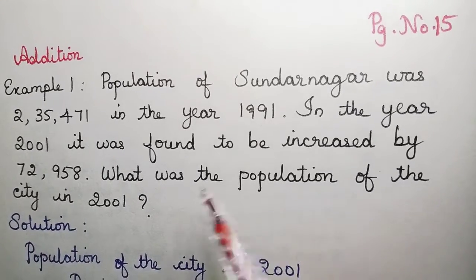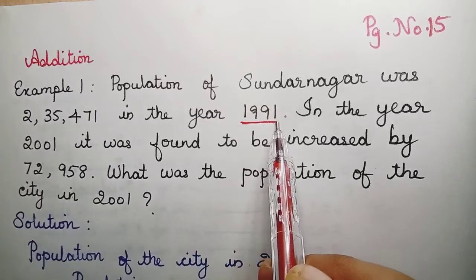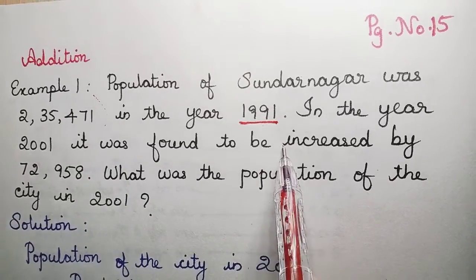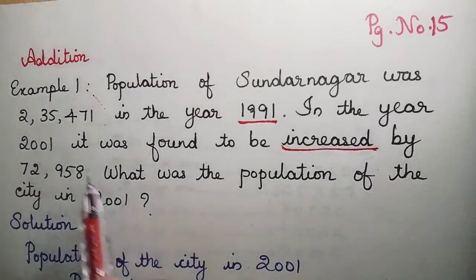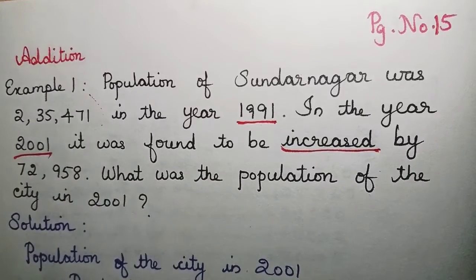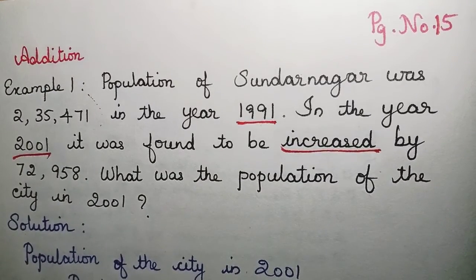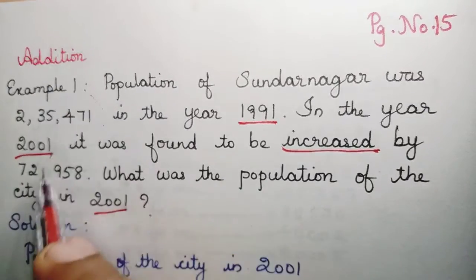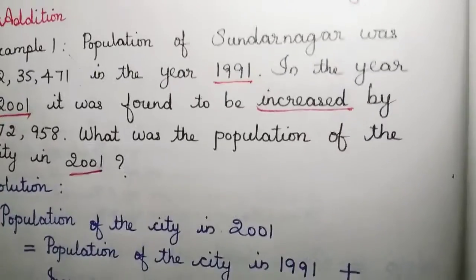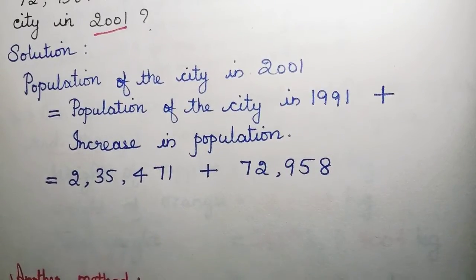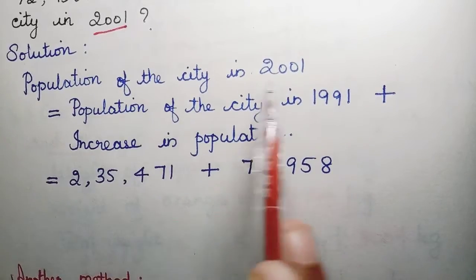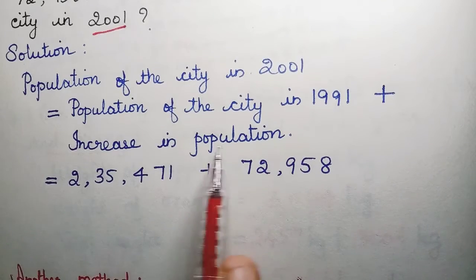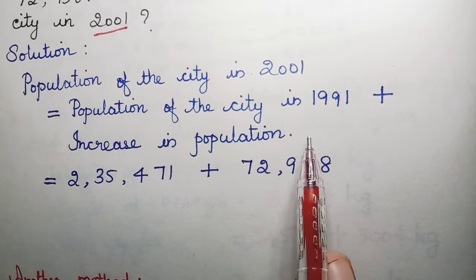So the initial value of the population is given for 1991, and the increase of population in the year 2001 is also given. So obviously, what is the population of the city in 2001? You have to add both these values. This is the solution. Population of the city in 2001 is equal to population of the city in 1991 plus increase of population at the year 2001.